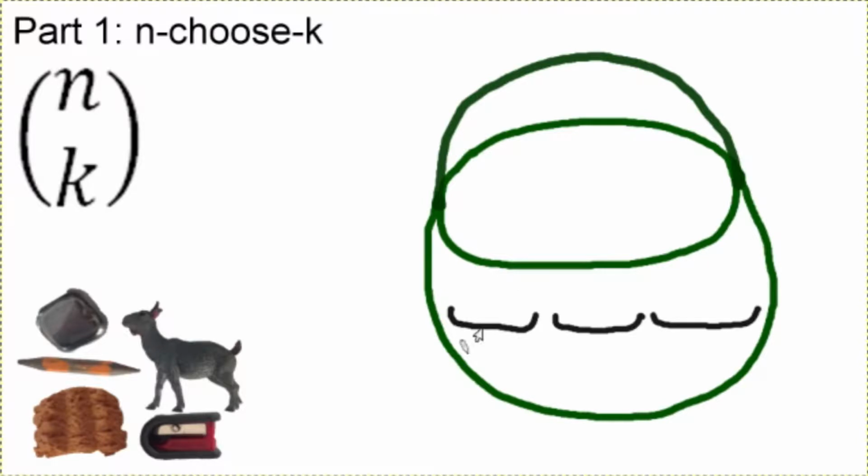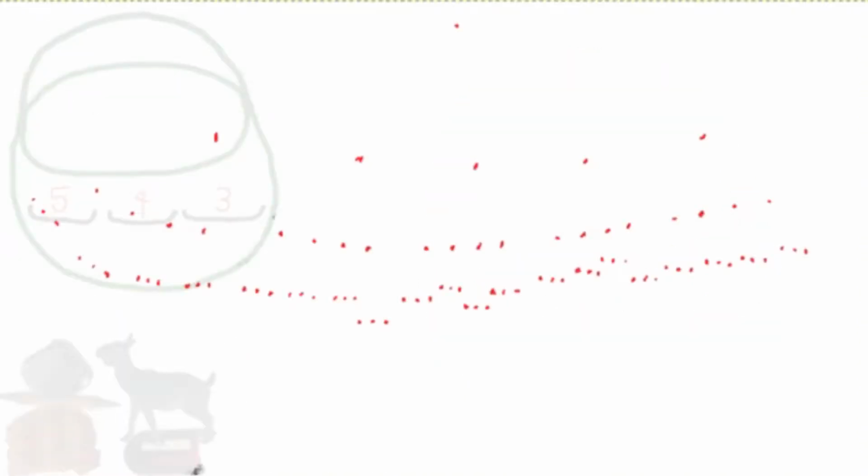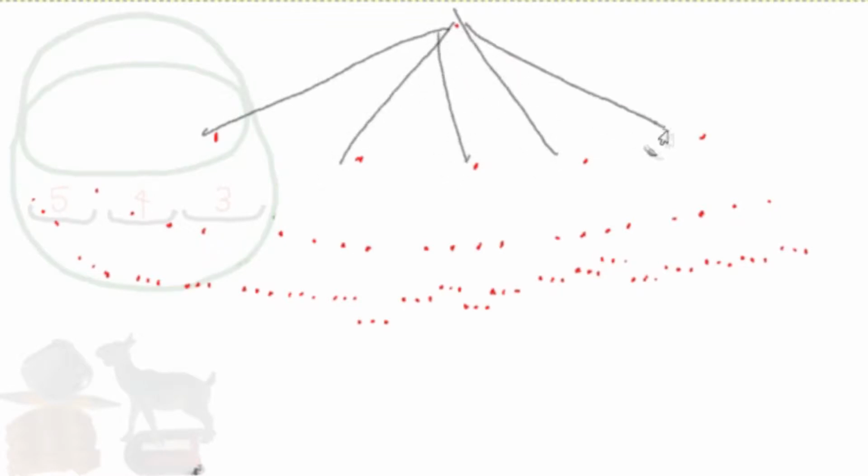Well, in the first room, I could choose 5 different items to lay here, so I'm going to write 5. In the second room, I've already chosen one of the items, so I could choose 4 different ones. And in the third room, I've chosen 2 of them, so I could choose 3. How many total combinations are there? The way to think about this is that at first you have 5 choices.